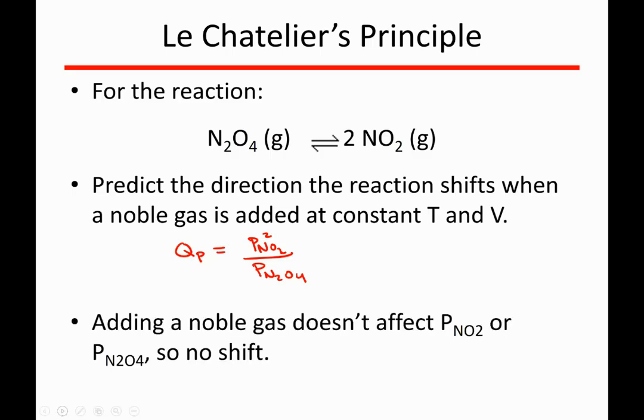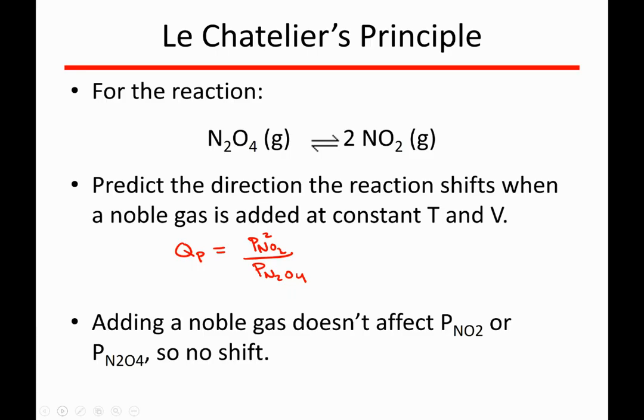So what we'll say is that because adding the noble gas at constant T and V has no effect on the partial pressures of NO2 or N2O4, there's no shift in the reaction because there's no change in the value of QP, and so the reaction just remains at equilibrium upon the addition of the noble gas. There will be no change in the equilibrium when you add a noble gas at constant T and V.